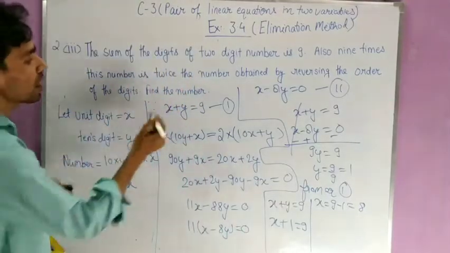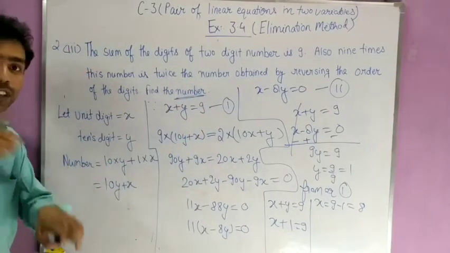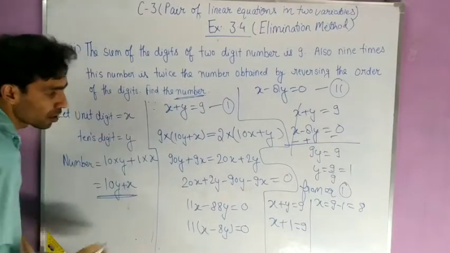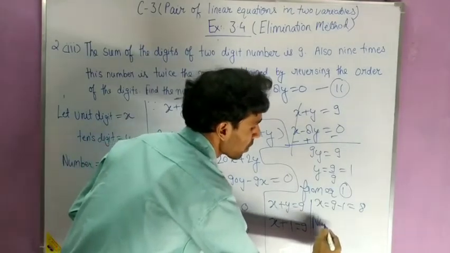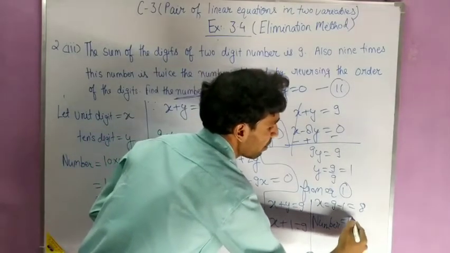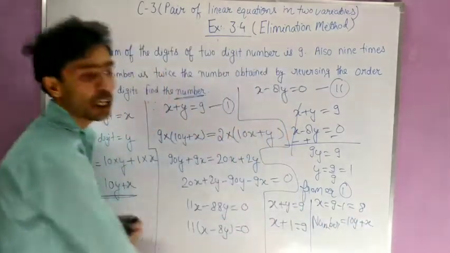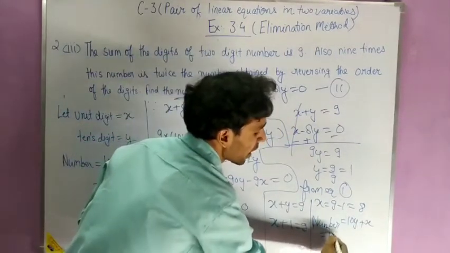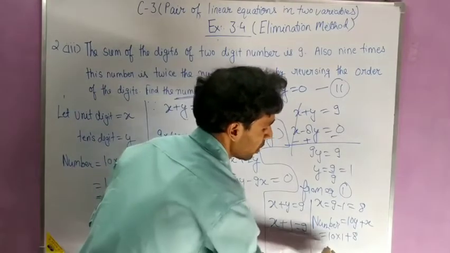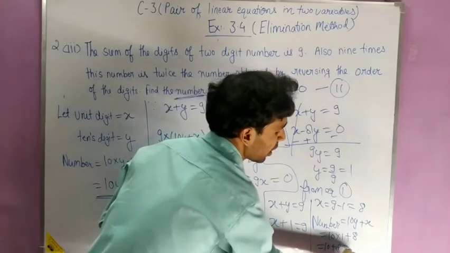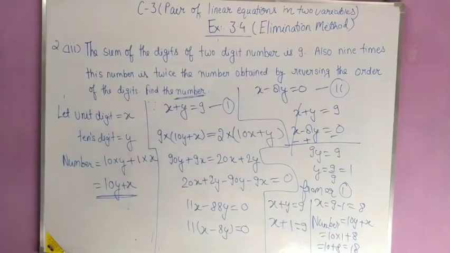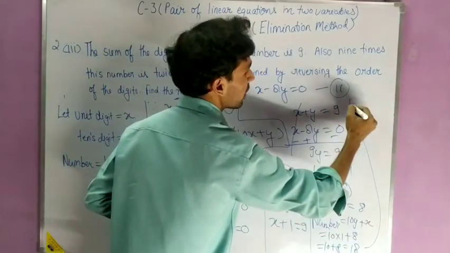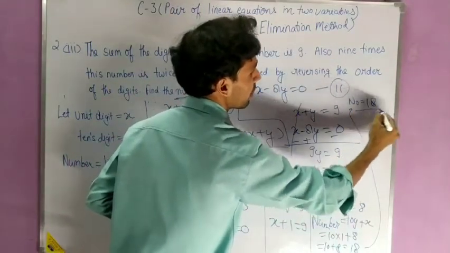So now we have to calculate the number. Find the number. What was the original number? The original number was this. The number is equal to 10y plus x. Now put the values of y and x. So 10 into 1 plus 8. It will become 10 plus 8, which means 18. So the two-digit number will be 18. The answer is that the number will be 18.